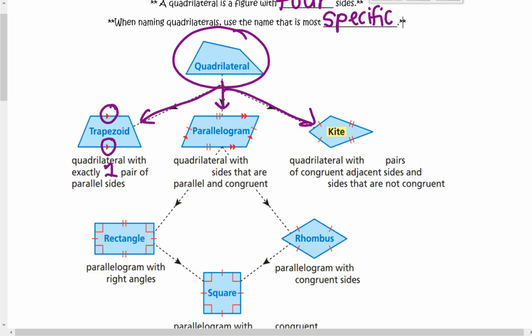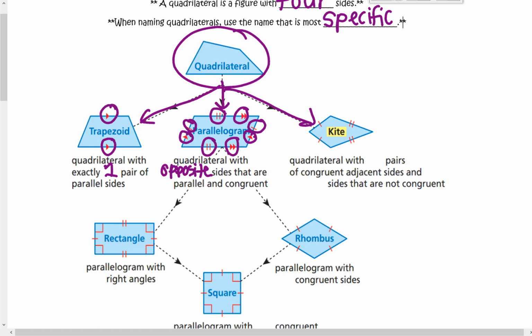Okay, a parallelogram is a quadrilateral with opposite sides that are parallel and congruent. Notice that this side is parallel to this side. This side is parallel to the opposite side over here. Opposite sides are also congruent. So this shows that the top and bottom are congruent. And this little hash mark over here and over here show that the sides are congruent, meaning that they're the same length.